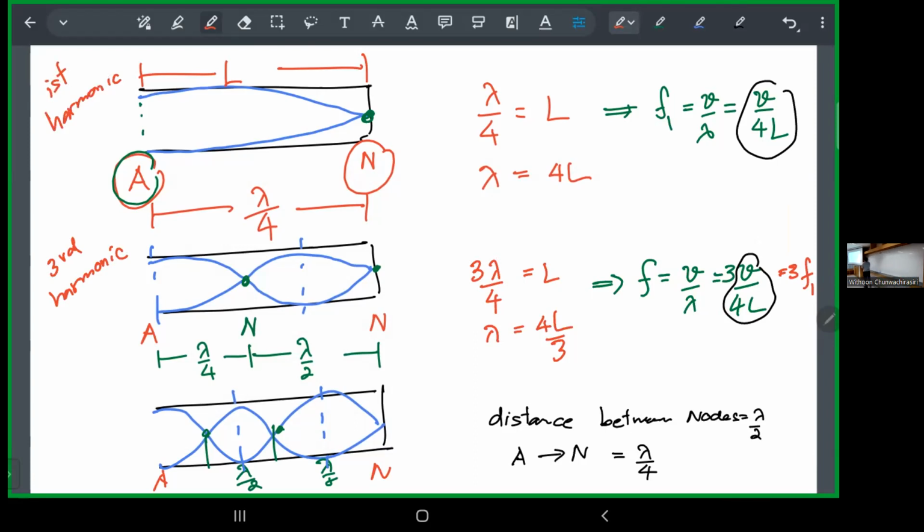Now, all you have to worry about is the distance between node to node or antinode to node. That's all you have. The rest, just make it fit with the condition that you have for your system. Is it one open, one closed, or two sides open? And then you just set up the correct distance between node and antinode. You will be able to figure out the frequency.